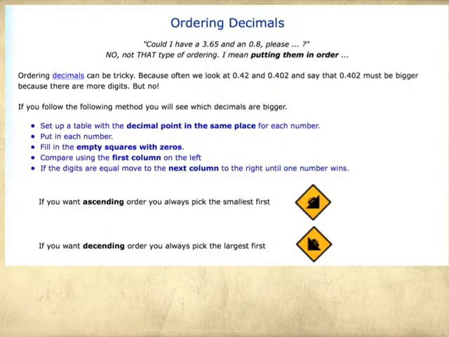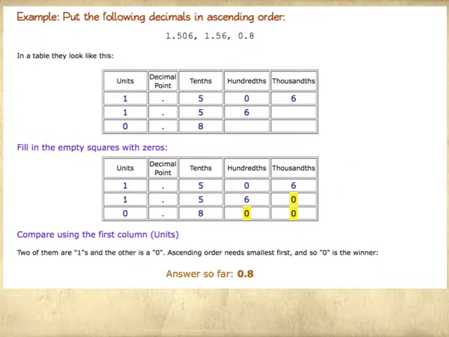If you want ascending order, you pick the smallest first. If you want descending order, you pick the biggest first. Don't worry if that sounds complicated. I'm going to go through an example with you. Here I have 3 numbers that I want to put in ascending order. Ascending means from smallest to biggest. So I'm going to put them in a table.